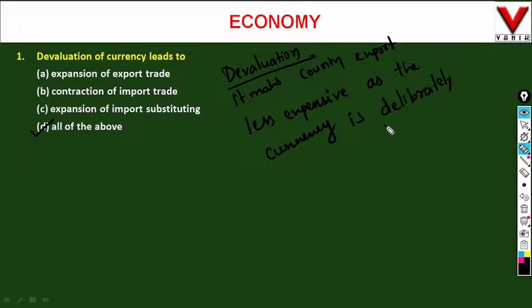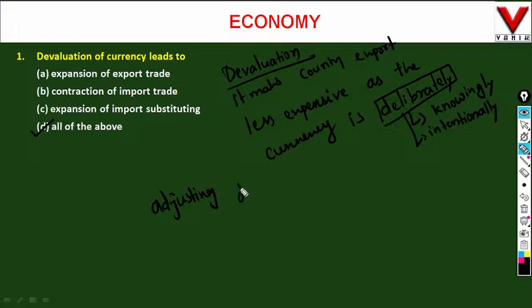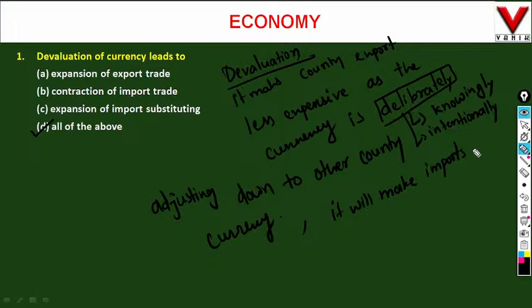deliberately. The focus is on the word deliberately. That means जानबूझकर, knowingly, intentionally, deliberately adjusting down to other country's currency, thereby it will make imports more expensive in nature.